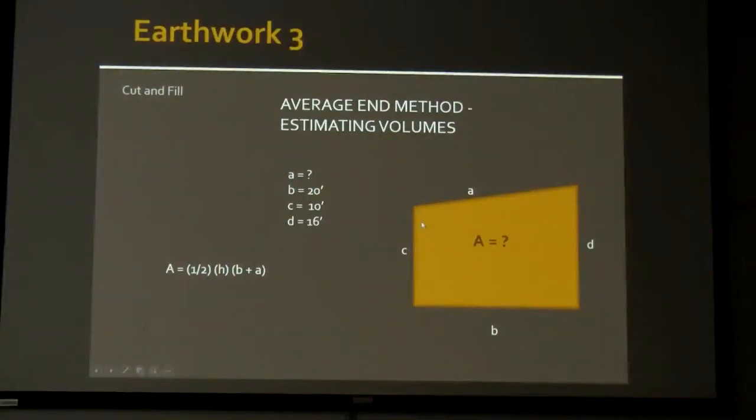So one area is going to be b times c, which would be this area down here at the bottom. This other area is going to be 1/2 of c minus d times this distance here, which would actually be b. So it's kind of easy to figure this one out. So 20 feet is b, c is 10 feet, d is 16 feet. The area is equal to 1/2 of b plus a over 2 times h, which is our formula for the area of a trapezoid.